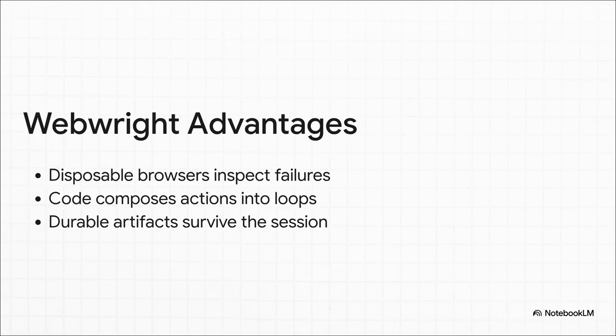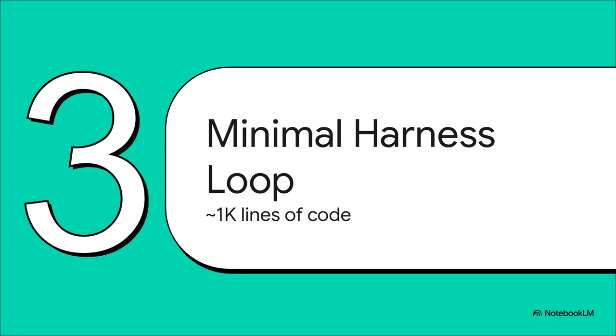And third, crucially, it leaves behind durable artifacts. We're talking exploratory scripts, action logs, screenshots. All of that survives safely in a local workspace even after the browser is closed. Let's look at Section 3, the minimal harness loop, which is remarkably built on roughly 1,000 lines of code.